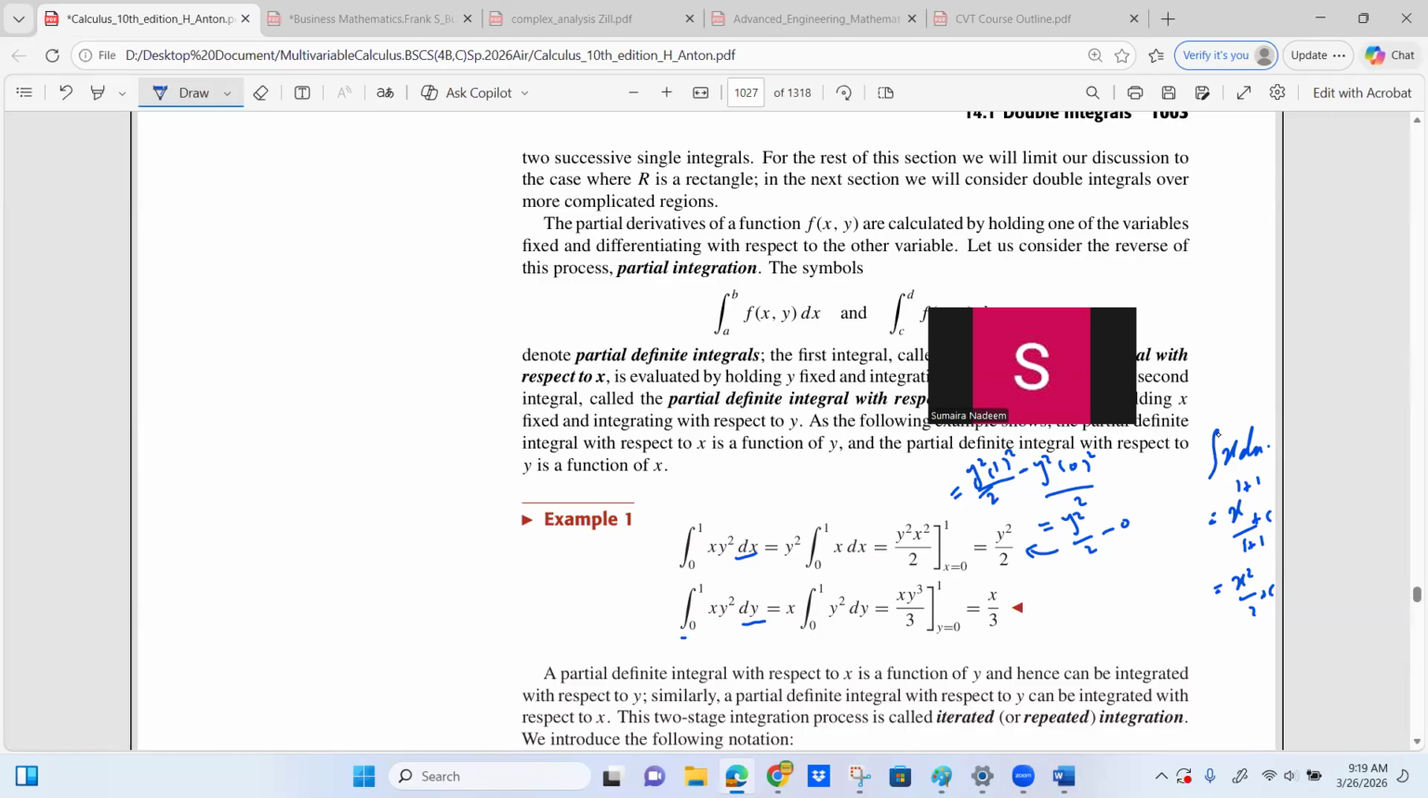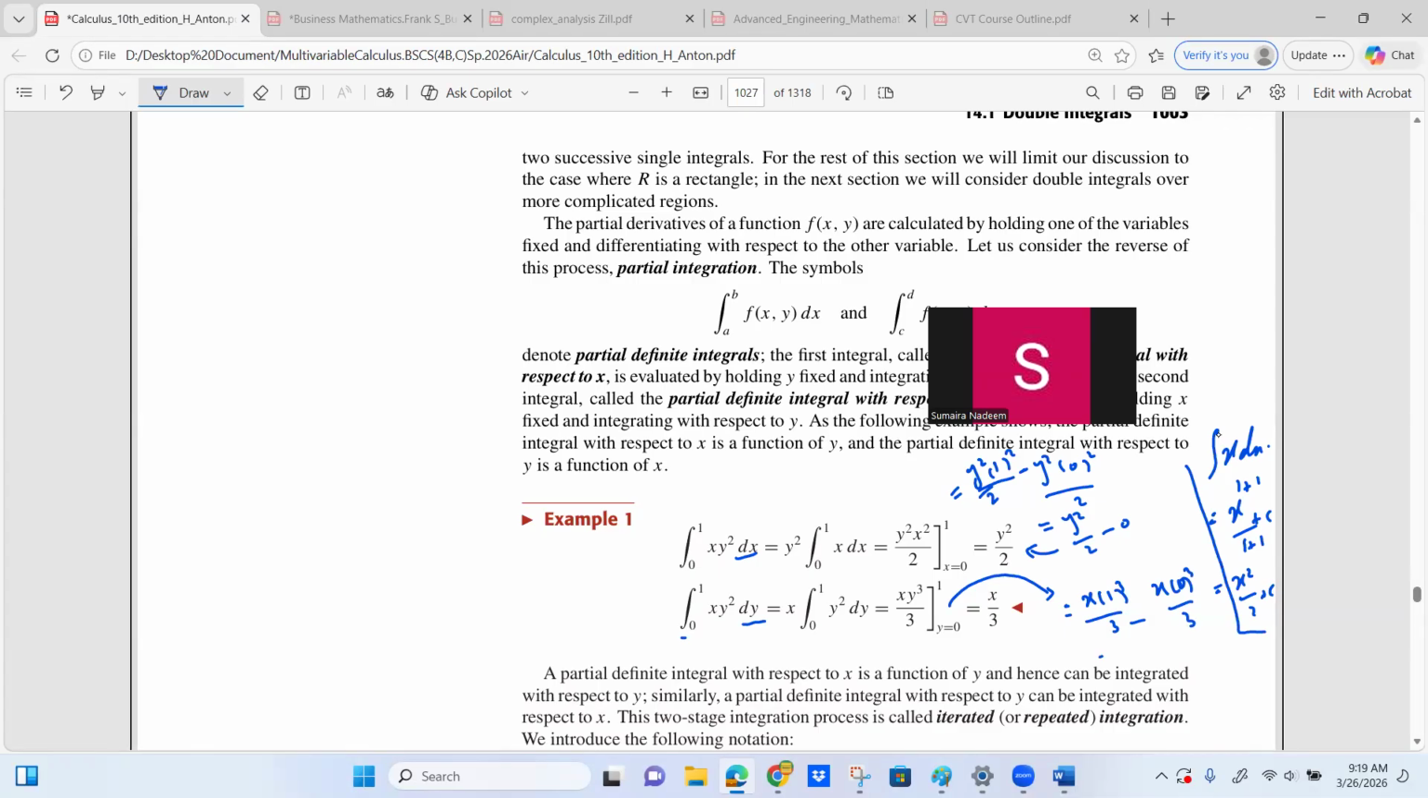Integration of y square is y raised to the power 2 plus 1 over, in the denominator, 2 plus 1. So y cube over 3, and x y cube over 3. After applying the limit, student, you check that x over 3 means like this: x into 1 cube over 3 minus x into 0 cube over 3.